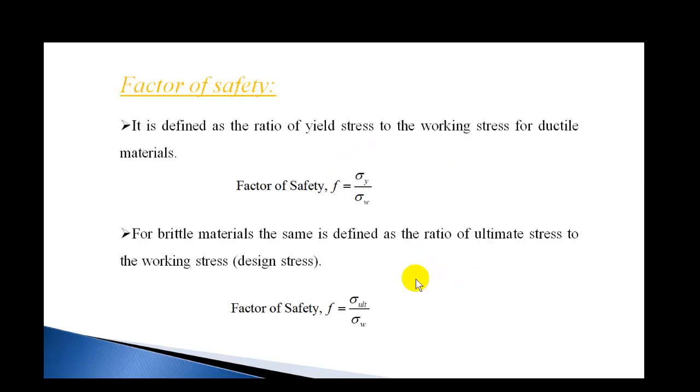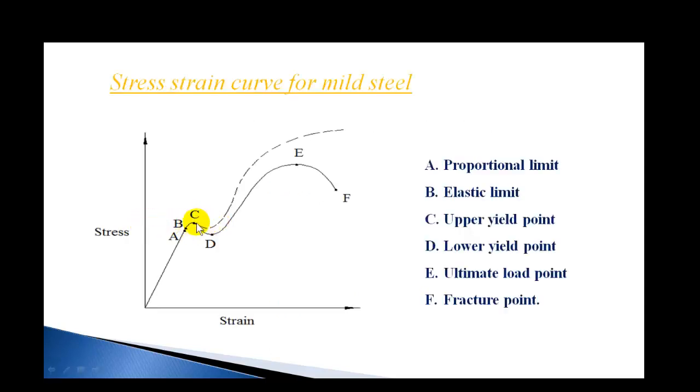Now coming to factor of safety, it is defined as the ratio of yield stress to working stress for ductile materials. The point C indicates the yield point. If you load the material beyond point C, there will be a permanent deformation in the material. So it is not advisable to load beyond C or even up to C. We need to limit the stress within the yield stress.